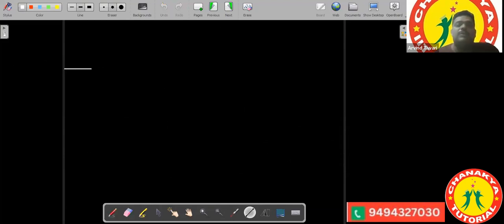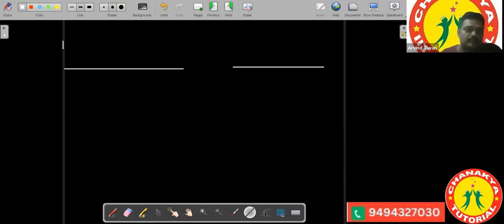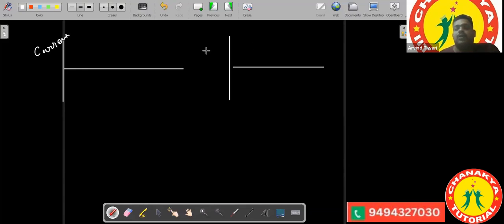If I represent DC current over here and AC current over here, we can represent it like this. Here on the y-axis, I'm representing current. Here also I represent current. And on the x-axis, I represent time. Here also I represent time.